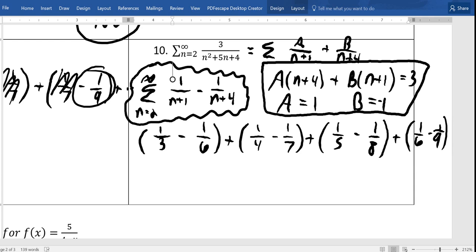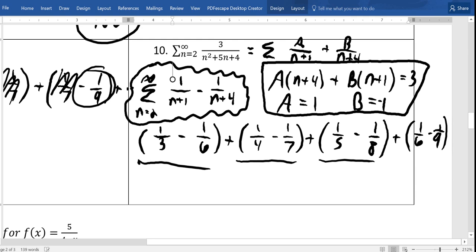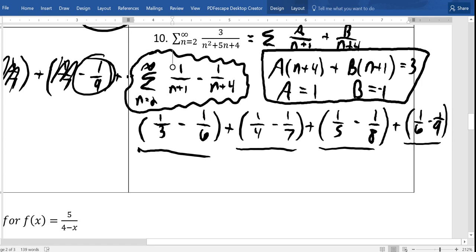So what I did was I plugged in 2 and we got this first term here. I plugged in 3 and I got this. I plugged in 4 and got this. I plugged in 5 and got this. And you can see here, after plugging in 5, you plug in 6, you're going to get a 1/7 that's positive, and then a 1/8 and a 1/9 and a 1/10.